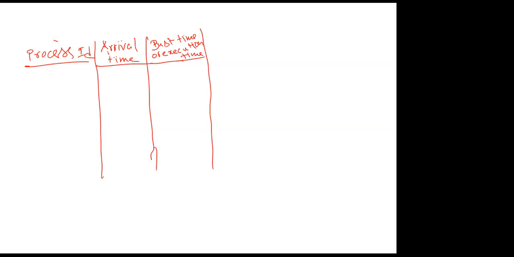Let's say you have processes with process IDs P1, P2, P3, P4, and P5. Now we are exploring the SJF algorithm. For arrival time, process P1 arrives at 2 time units. It can be any time. Let's say 2 time units, which can be nanoseconds or milliseconds, whatever it is. This unit can be anything.